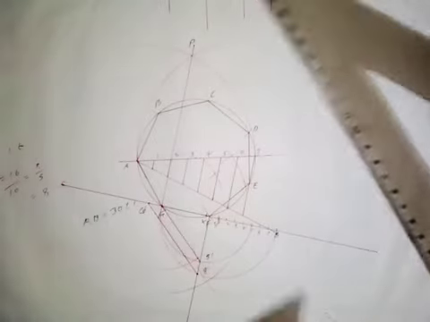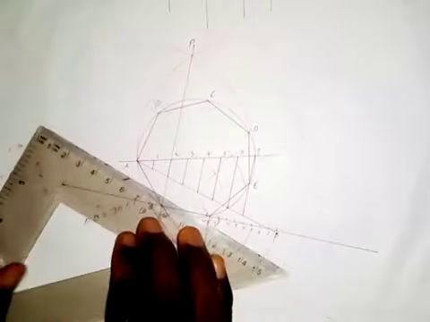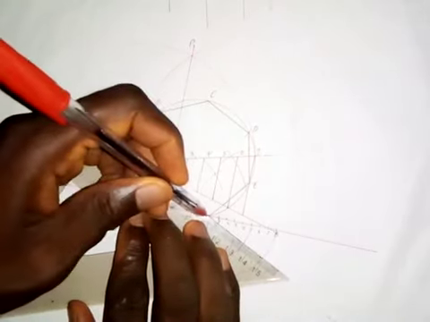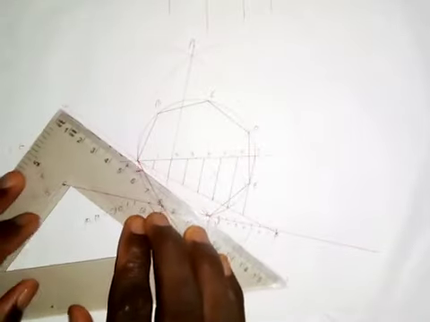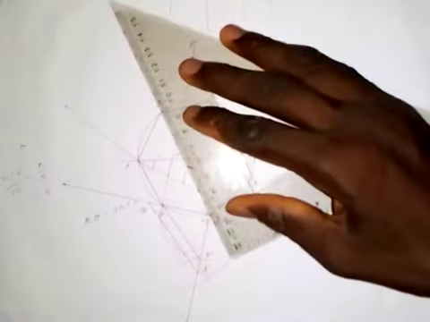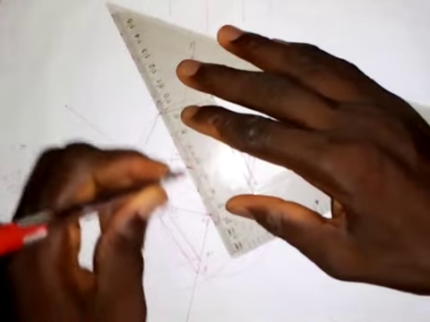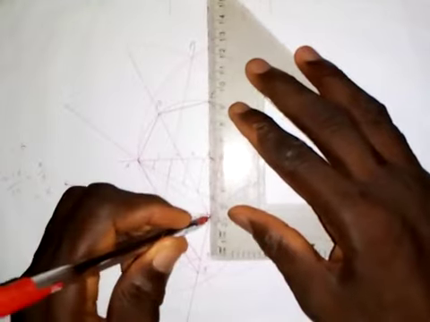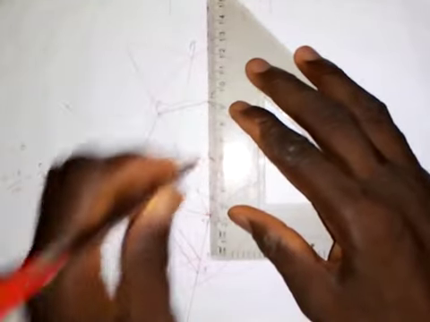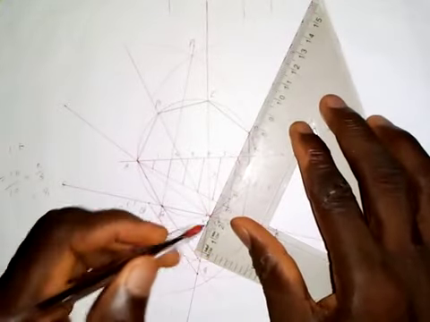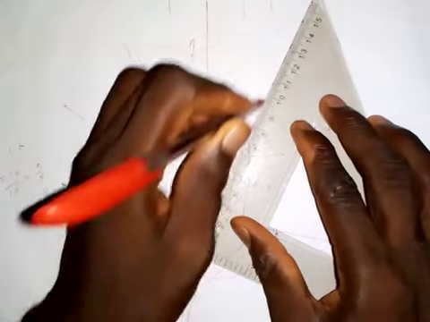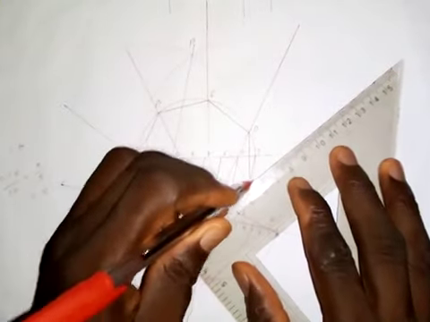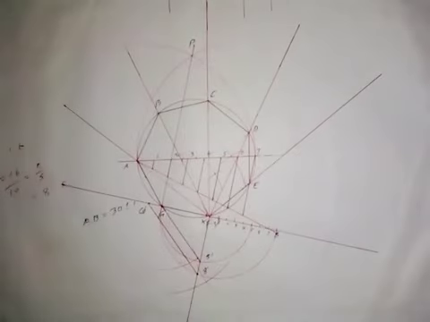Before we go on, the next thing we're going to do, from F, is draw a line through each of these points on the polygon. So from here I will draw a line passing through B like this, and from F also a line passing through C, from F a line passing through D, and from F again a line passing through E. So the lines are so many. Okay, let's go on.